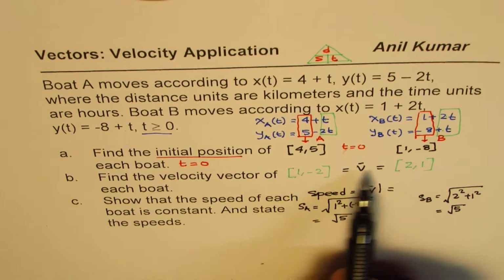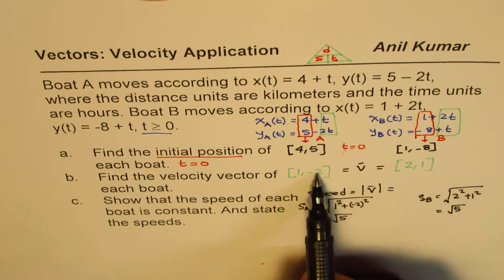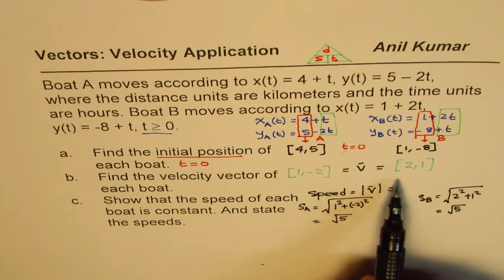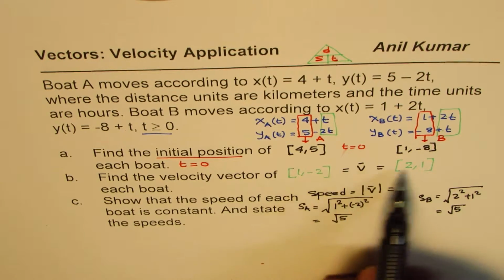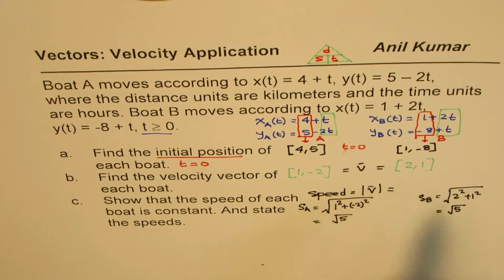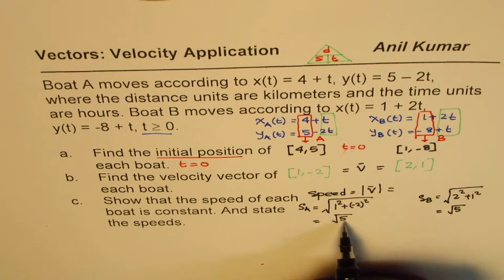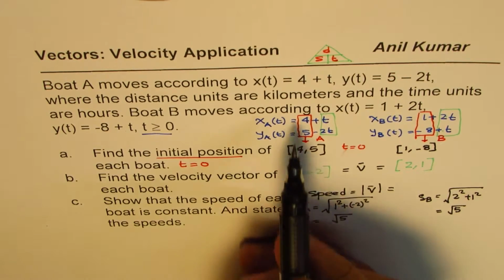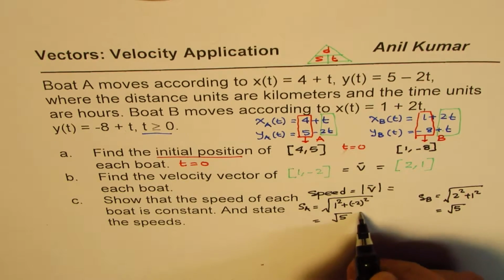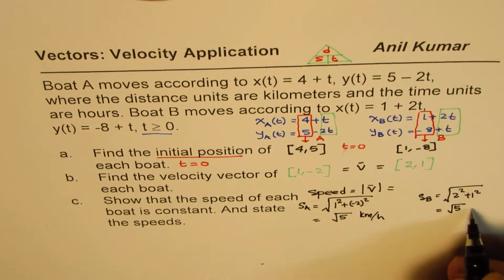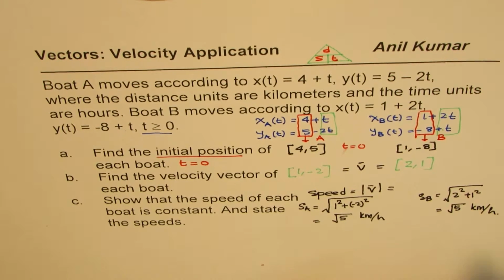You'll also notice that these two are perpendicular to one another. So their direction is such that they are at right angles to one another. Their path is perpendicular, right? Now whenever you write speed, you should also include the units, kilometers per hour. So let me use kilometers per hour. I hope this point is clear.